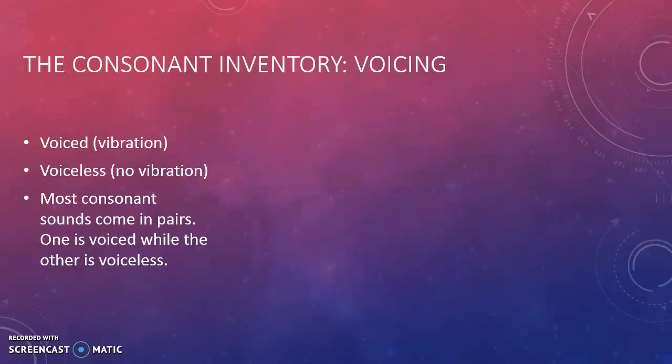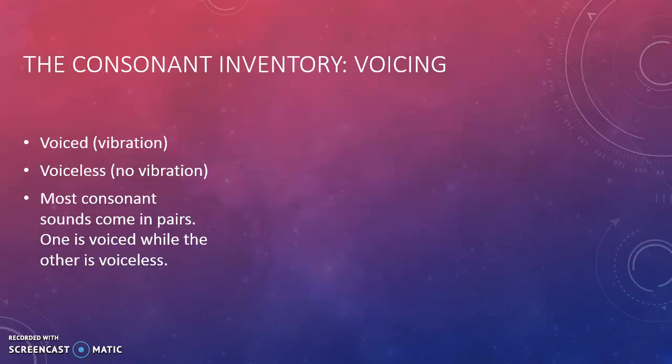When we look at the consonants, trying to find a way to classify them, the first thing that we're going to consider is the voicing. Voicing is going to refer to whether or not the vocal cords vibrate when the sound is produced. If there is vibration, we're going to classify these consonants as voiced. If there is no vibration, consonants are going to be classified as voiceless.